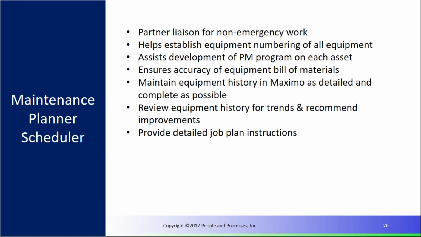And they help establish the equipment hierarchy. You might have a CMMS admin person who does some of that, or a CMMS administrator. That's quite okay. They also assist in development of the PM program.